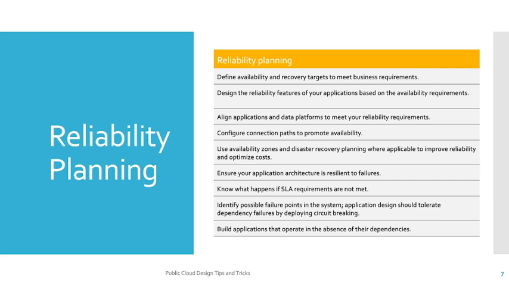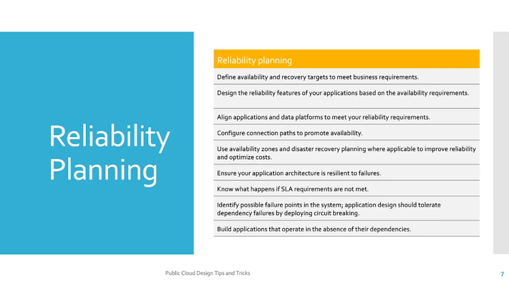Then sixth, ensure your application architecture is resilient to failures. As I said, your application should also be resilient enough, not only the platform. Know what happens when SLA requirements are not met, and also identify possible failure points. That is the most important point of a solution architecture: to identify all the failure scenarios that can happen with your application. Once you start thinking about those aspects, your solution can be much more resilient. Unless you start thinking about failure scenarios, your application cannot be resilient enough. So that is where your identification phase comes in.